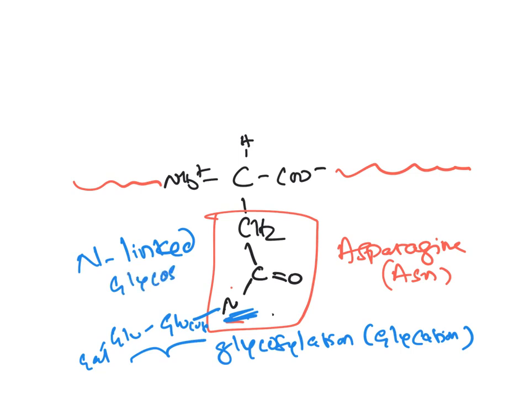Usually this happens in the lumen of the endoplasmic reticulum. In the rough endoplasmic reticulum lumen, this N-linked glycosylation will happen. It involves asparagine residue. Okay, so that's about asparagine. Let's move on to our last amino acid, which I forgot to explain earlier, and that is glutamine.